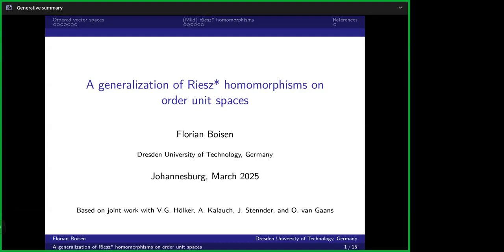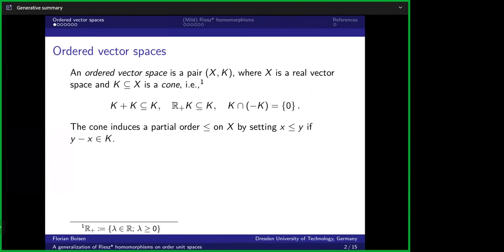So I will be talking about generalization of star homomorphisms on order-unit spaces. First, I need to cover some preliminaries in order for you to understand what I actually mean by these homomorphisms and what these order-unit spaces are. So let me start very nicely with the introduction of ordered vector space.